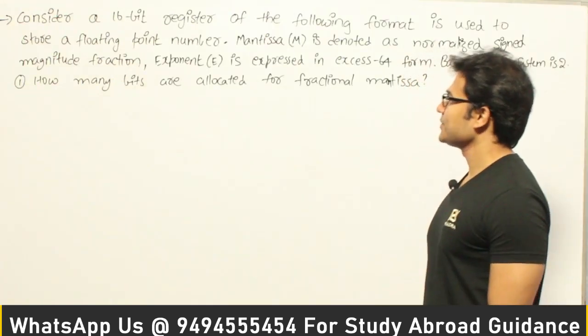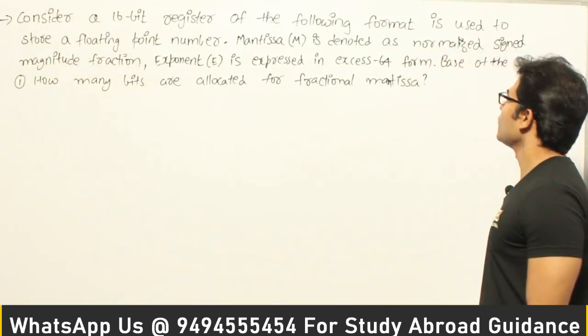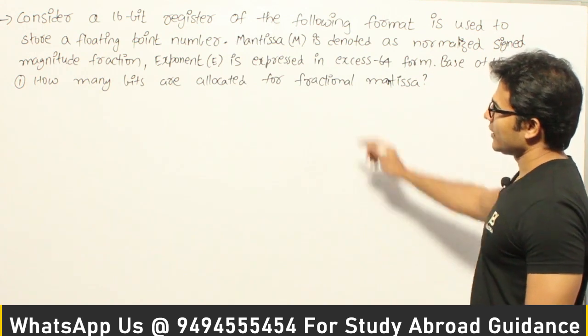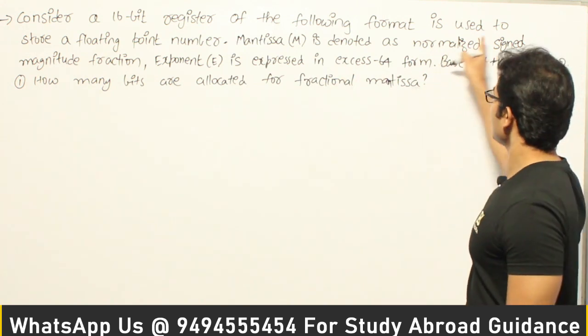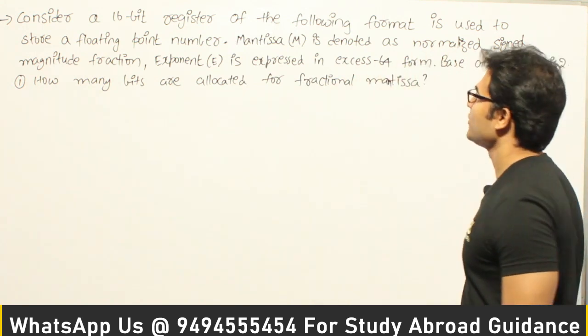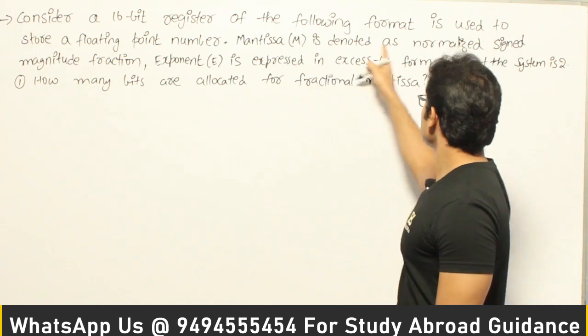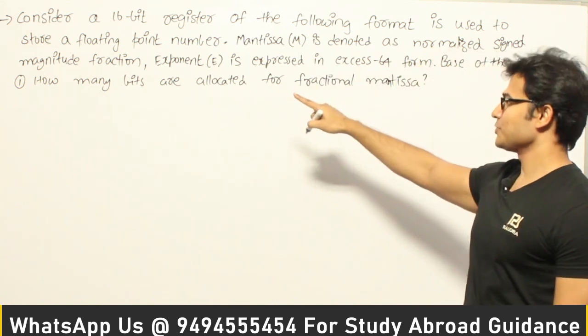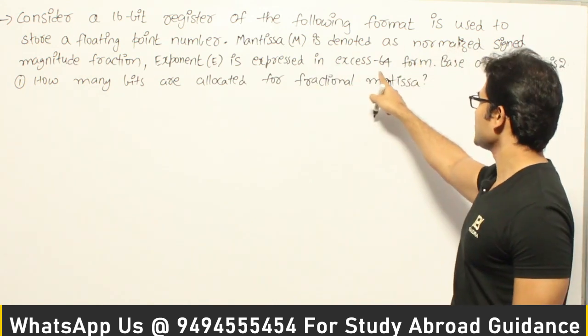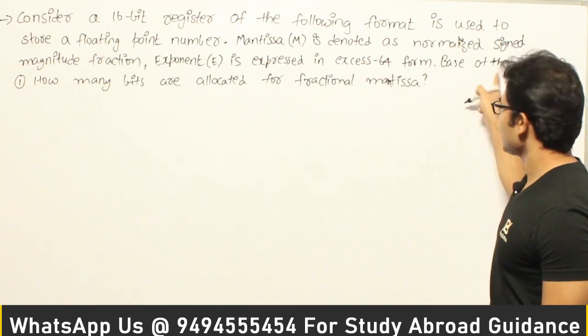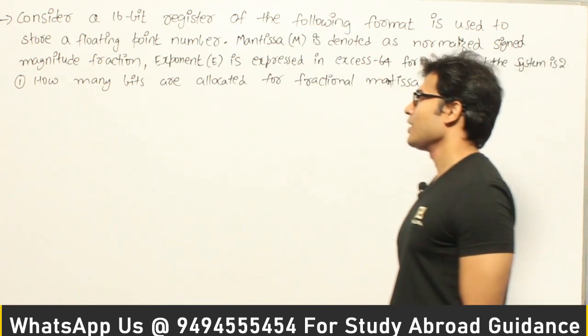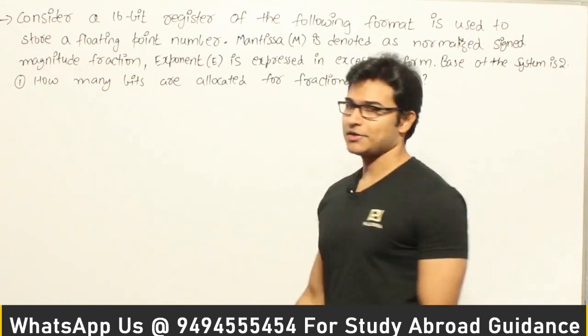Now let's see this question. Consider a 16-bit register of the following format is used to store a floating point number. Mantissa m is denoted as normalized sign magnitude fraction. Exponent e is expressed in XS64 form. Base of the system is 2. Then how many bits are allocated for the fractional mantissa?